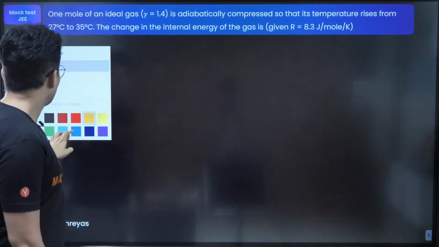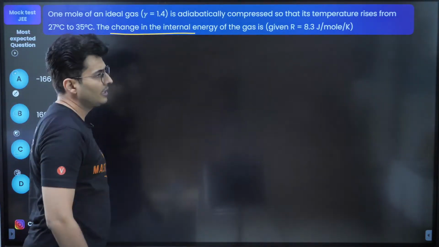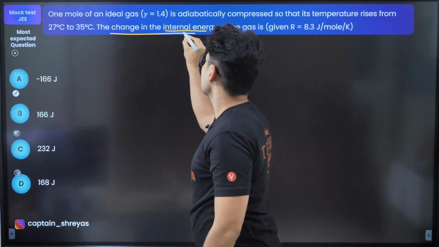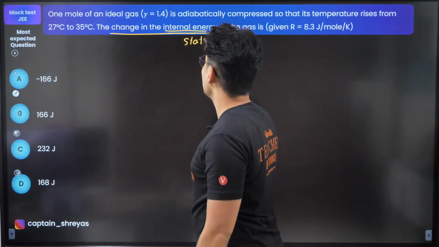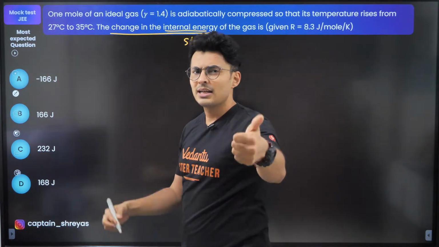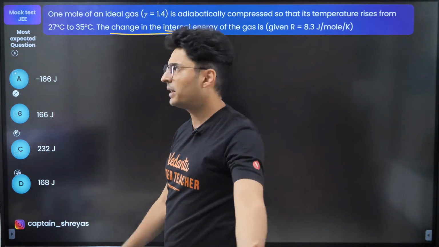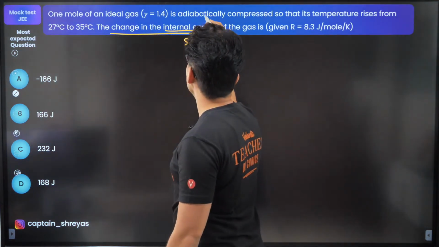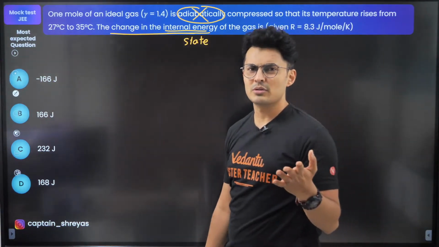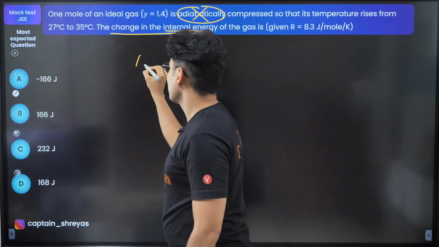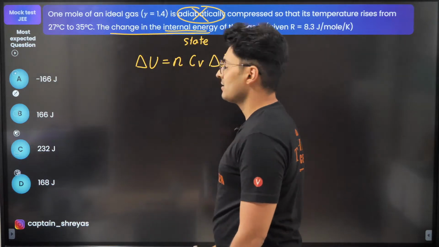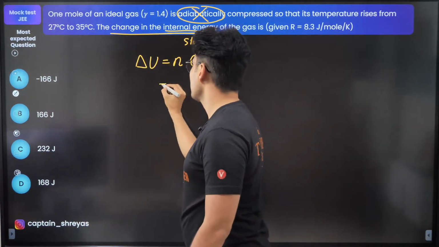R is also given. Now remember, whenever change in internal energy is asked, internal energy is a state function. It does not depend on the path. Path means which process? Adiabatic, isothermal, isochoric, isobaric, does not matter. So whether it is adiabatic, this has no use at all. All you need to remember is internal energy is nCv delta T. That is the formula. Number of moles is 1.